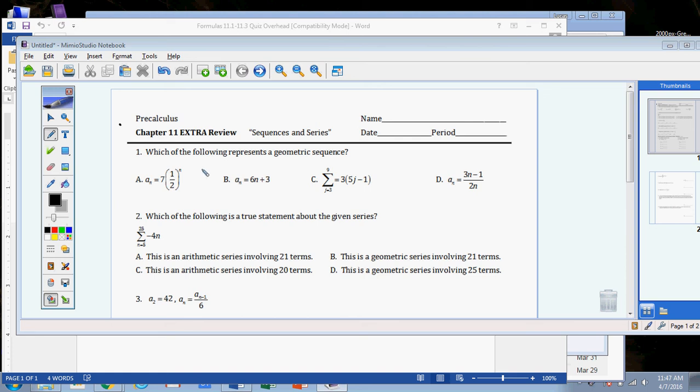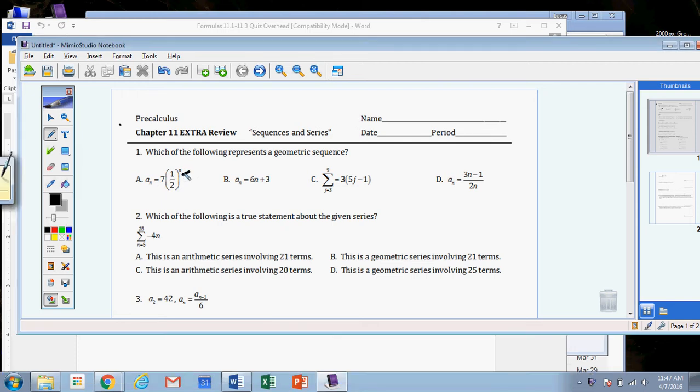All right, so for number 1, it says, which of the following represents a geometric sequence? Well, if we look at all of them, we could certainly go through and plug in numbers and see which one has an R value where you're multiplying to get to the next term. But anytime that there's an exponent in your problem and it's exponential, you know that A is going to be your geometric sequence.